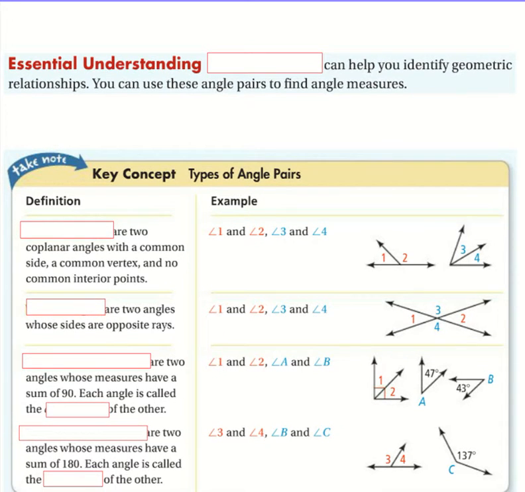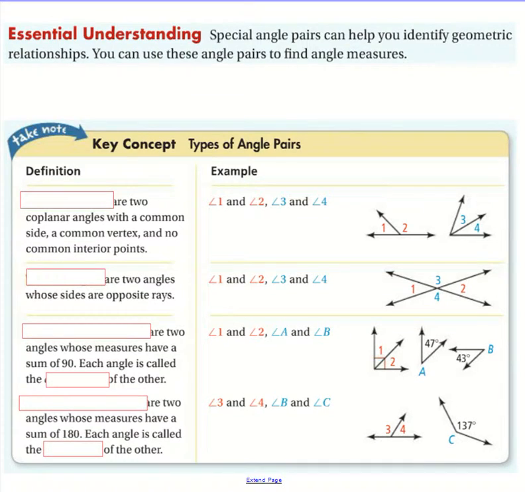So, essential understanding for the day is that special angle pairs can help you identify geometric relationships. You can use these angle pairs to find measurements. So here are the angle pairs we're going to be talking about today. We're going to talk about adjacent angles. And adjacent angles are 2 coplanar angles. That means they're in the same plane with a common side and a common vertex.